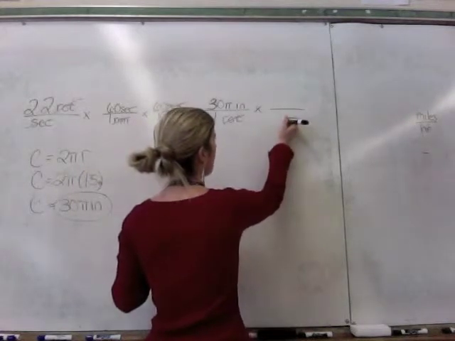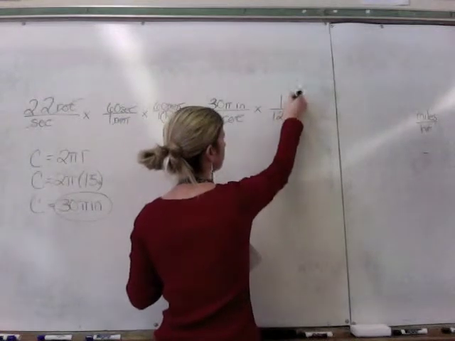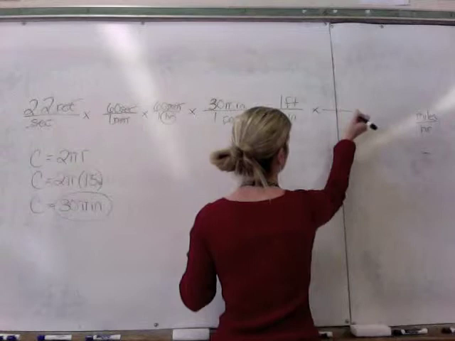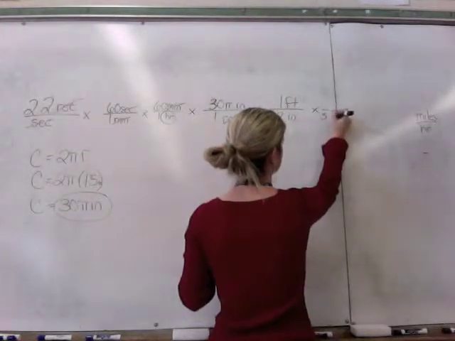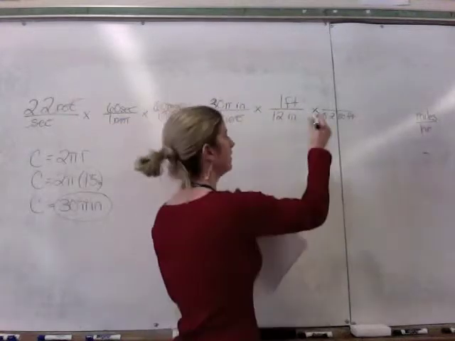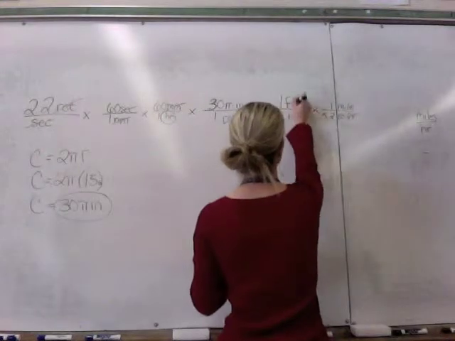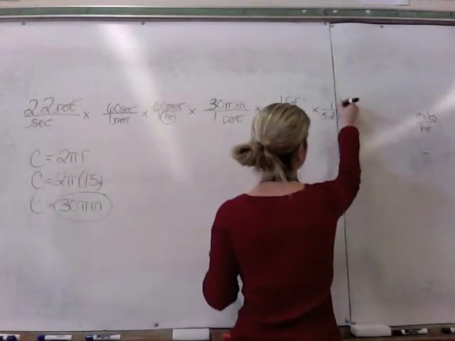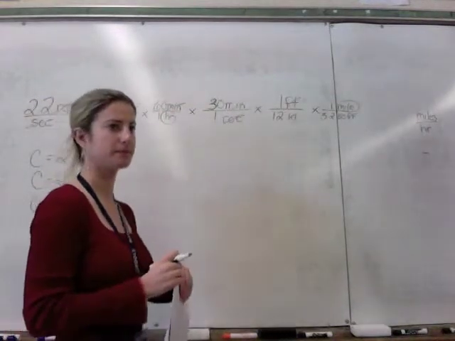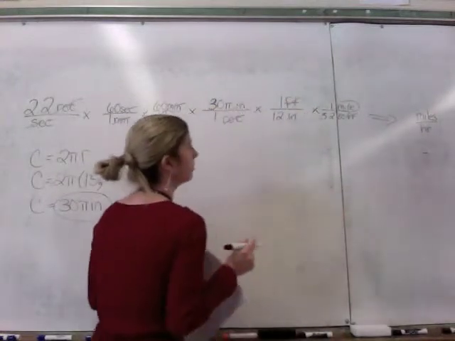So there are 12 inches in 1 foot, and then we can go straight from feet to miles because we know that there are 5,280 feet in 1 mile, and I would expect that you know that. So now look, feet is gone, inches is gone. All I'm left with is miles on the top and hours on the bottom, and that's what I want it to be. So we did it, we went to miles per hour.